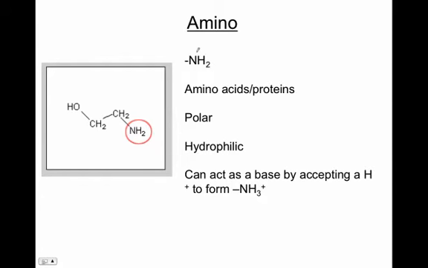Nitrogen behaves very similarly to oxygen in that when it's attached to either carbon or hydrogen, it is going to form polar covalent bonds. And because of that, we again have a hydrophilic type of molecule that forms. One other characteristic of amino groups is that they can act as bases by accepting a hydrogen ion to form an NH3.